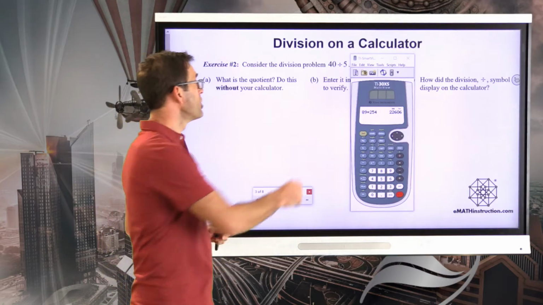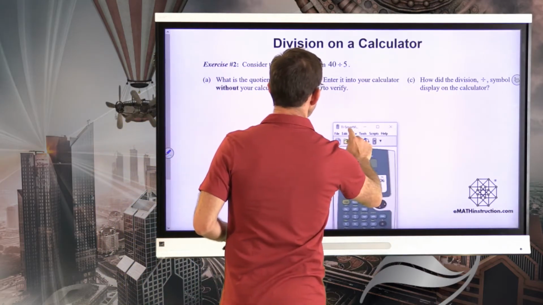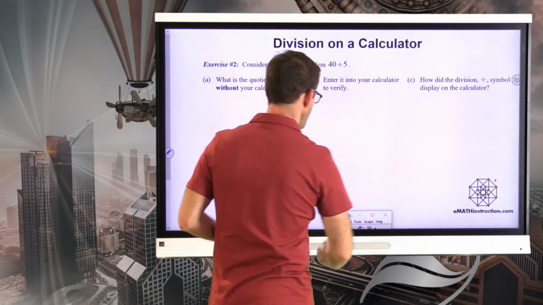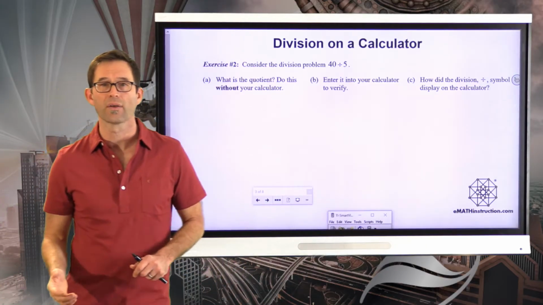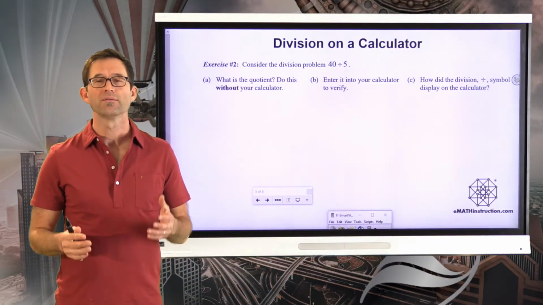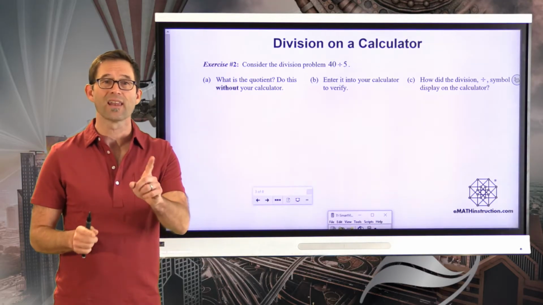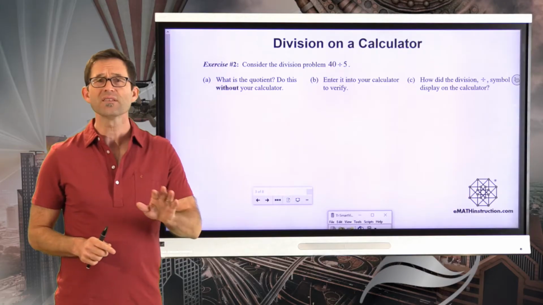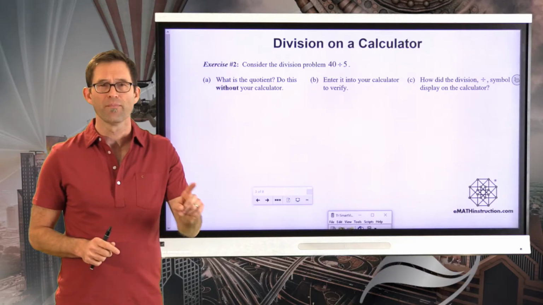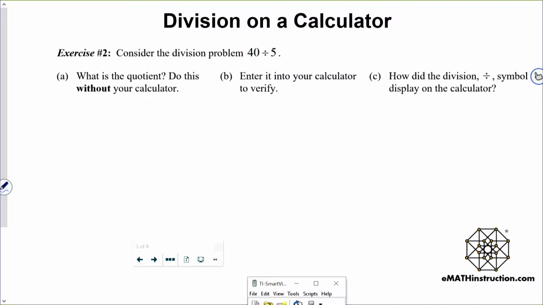All right, here we go. Let me move this out of the way. Now, division on the scientific calculator. There's nothing hard about division on the scientific calculator, but there's something I wanted to point out in case it happens on your calculator. But first, let's consider an extremely easy division problem in exercise number 2. Consider the division problem 40 divided by 5. Letter A simply asks, what is the quotient? Do this without your calculator. And letter B says enter it into your calculator to verify.